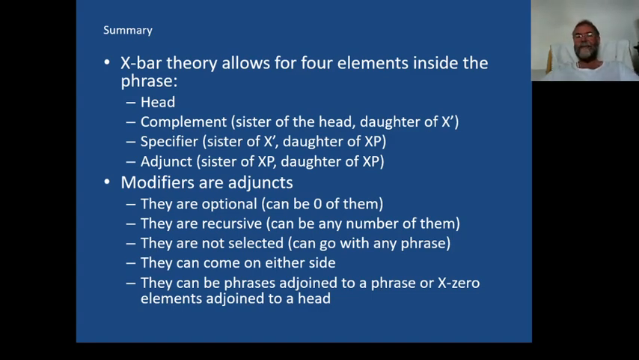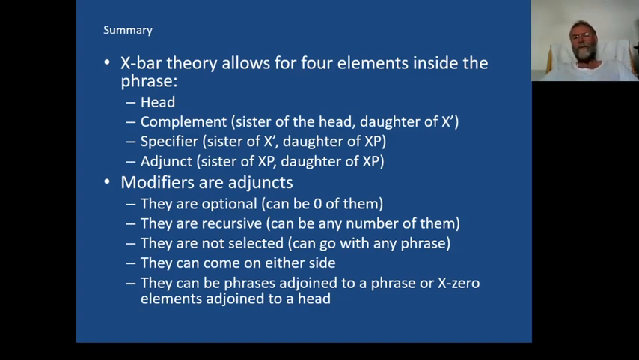Okay, next to the head, the sister of the head, we've got the complement position. Okay, that's sister of the head and obviously daughter of the X bar, which is the thing that comes immediately above it. Then we have the specifier higher up in the structure, the daughter of the XP, the next level up. That's sister to the X bar. And then we have the adjunction. Okay, the adjunct is sister of the XP, daughter to the XP.